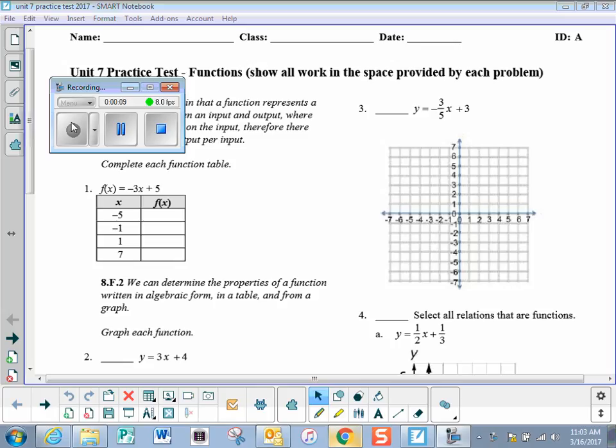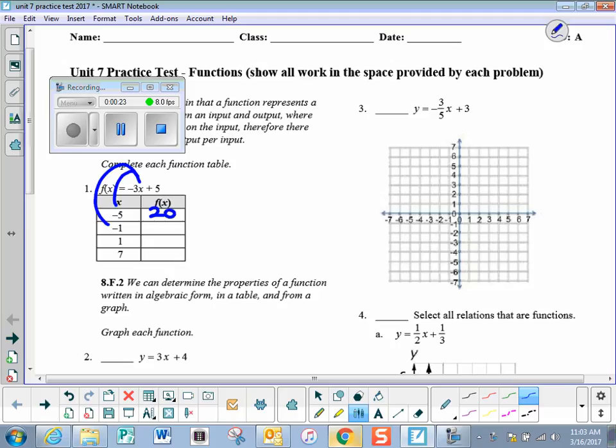And now, let's go over the Unit 7 practice test. Number one, we are just plugging and chugging. When I put in -5 for x, I get 15 plus 5 is 20. When I put in -1, I get 3 plus 5 is 8. When I put in 1, I get -3 plus 5 is 2. And when I put in 7, I get -21 plus 5 is -16. That was worth 1 point.